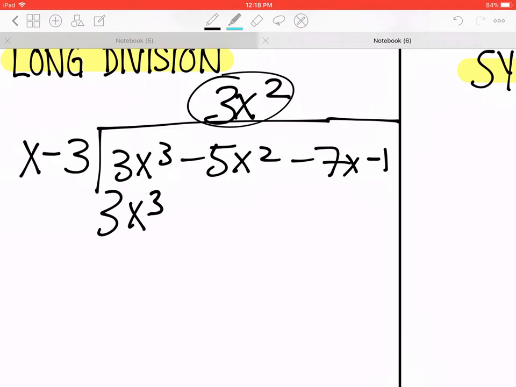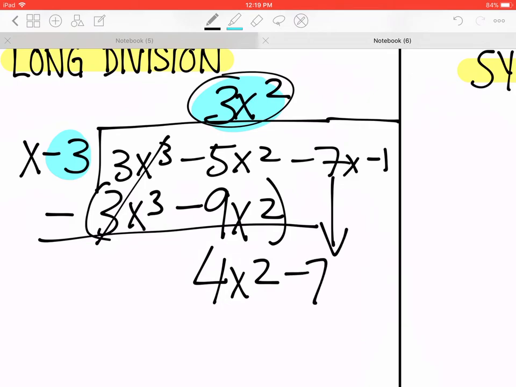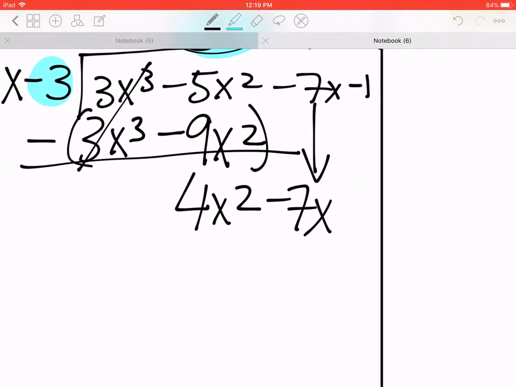Now I also want to multiply the other terms in the divisor with 3x squared and align them properly underneath as well. So negative 3 times 3x squared gives me negative 9x squared. At this point, we are just going to put them in brackets and subtract them. By subtracting them, we get rid of this term over here, and we're left with 4x squared. Now we're going to bring down this negative 7x, so minus 7x. And we're just going to repeat this process again.